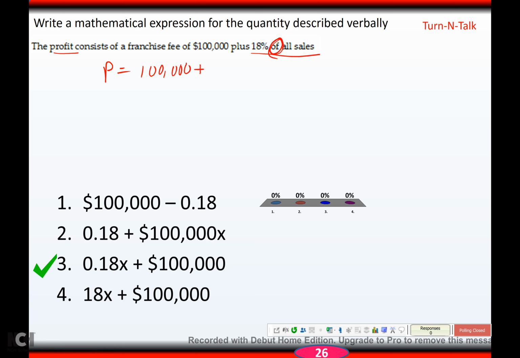There's that word of again, and I don't know how much I'm going to sell, so that's going to be the I don't know. So I'm going to get $100,000 for a franchise fee plus 0.18 of all sales, and I don't know what my sales are, so I call it X. And then again, this isn't wrong, they just wrote it with the variable in front of the constant.